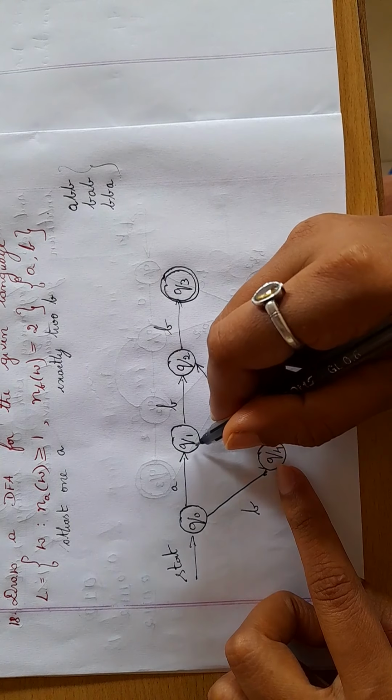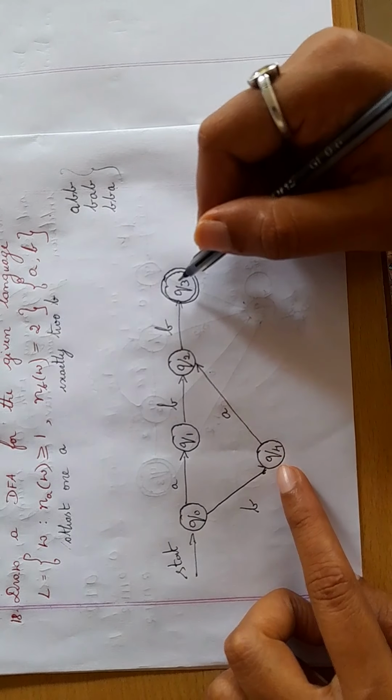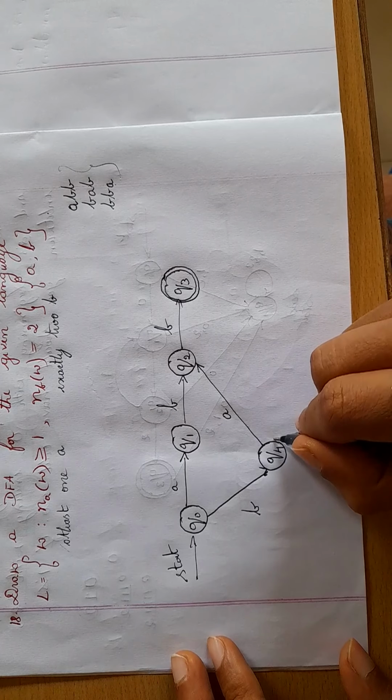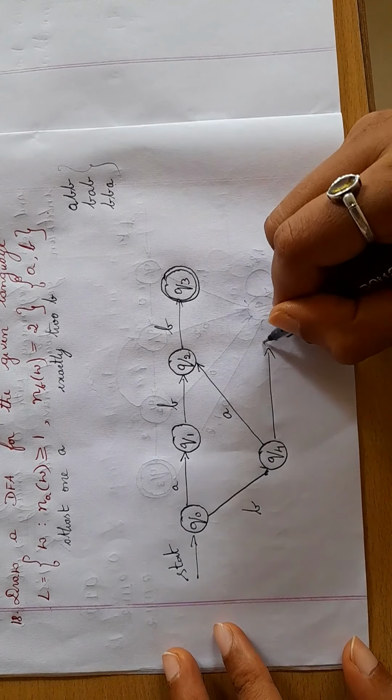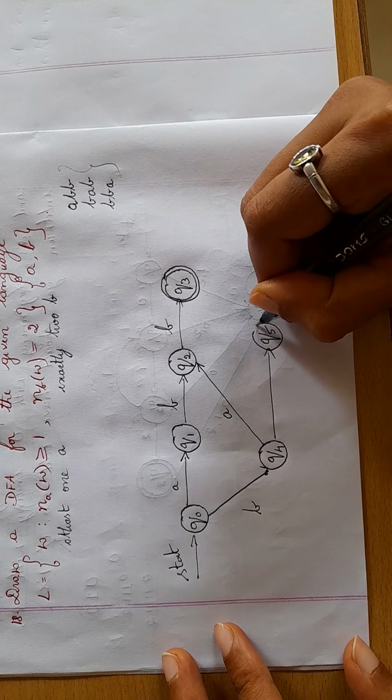So can I take it here? No, I cannot take it here. It becomes B, B, B, B again. So I cannot connect it anywhere. So what I'll do, I'll take one more state. I'll take it as Q5.